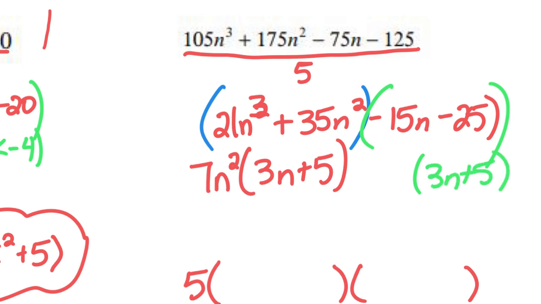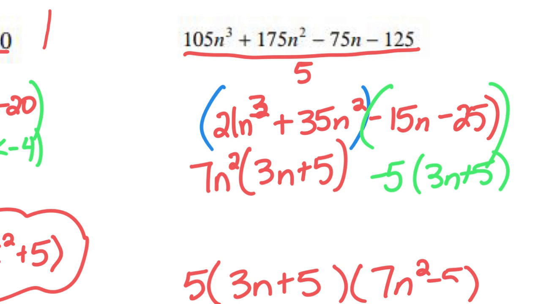So to make that happen, I'm going to have a sign change again, which means I've got to factor out a negative number. Negative 5 times 3 would be negative 15. Negative 5 times 5 would be negative 25. So a negative 5 would work for that. So in my answer to this, I'm going to end up with 3n plus 5 and 7n squared minus 5 as our factors. And then, of course, the 5 that we factored out from the start becomes a part of our solution at the end.